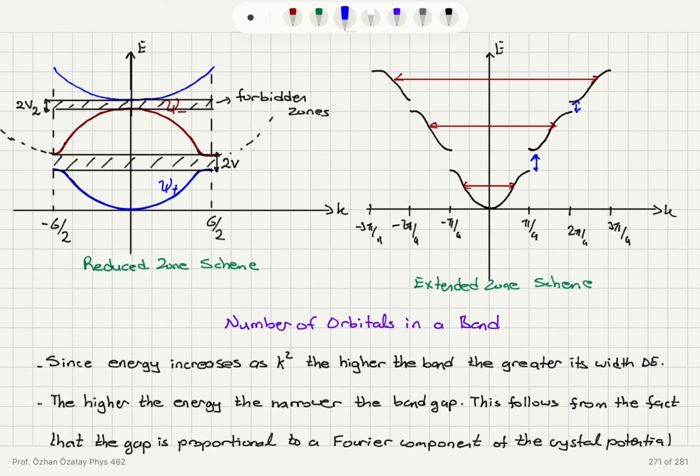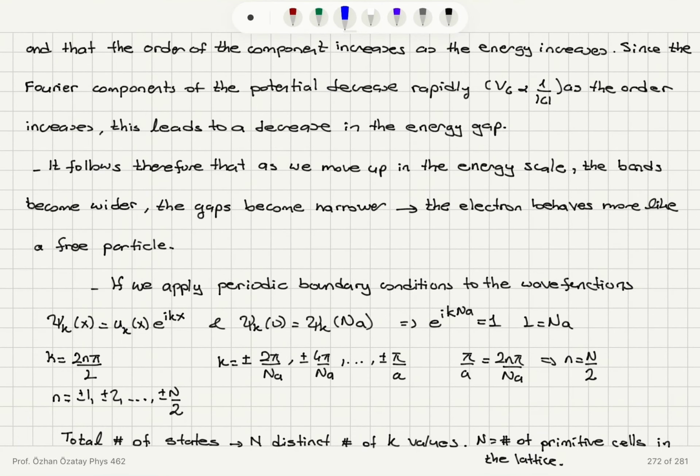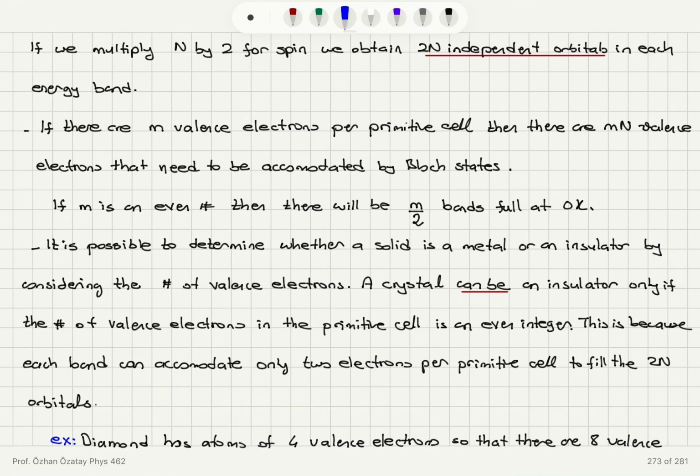As for the number of orbitals in a band, if we look at the number of different k values we can have in the first Brillouin zone, it's actually capital N. Capital N distinct values of k, with the spin degree of freedom included, 2 for spin up and spin down, gives 2N independent quantum states for electrons. That is allowed by the Pauli exclusion principle. So this tells us that if we have an even number of valence electrons per primitive cell, then the solid can be an insulator.